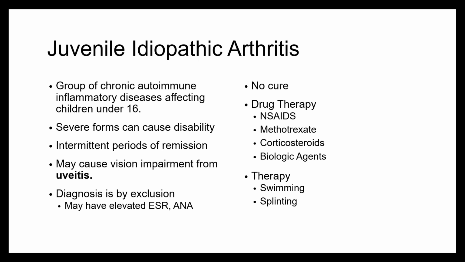Uveitis is something else that we do need to be concerned about in children with this particular condition. Uveitis is the inflammation of the anterior chamber of the eye. Children with juvenile idiopathic arthritis need to have very frequent eye exams done to monitor for this inflammation occurring, because if it is not caught early and if the child's not old enough to accurately report vision problems, it can cause blindness if it's not caught promptly.